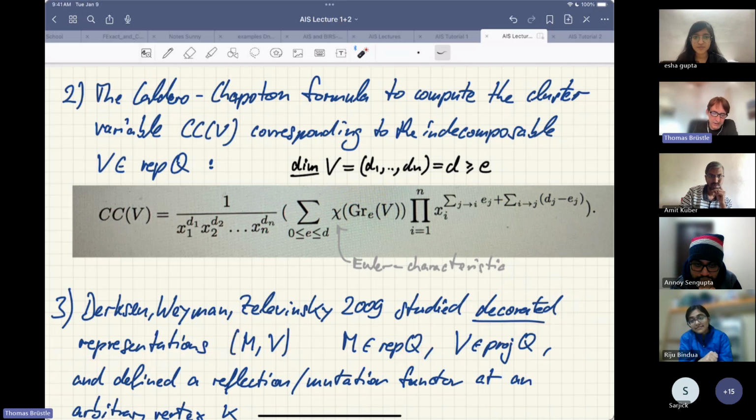The representation is decorated by this additional information of the sum of projectives. If you discuss tau-tilting, this is very close to it. You see what I mean?